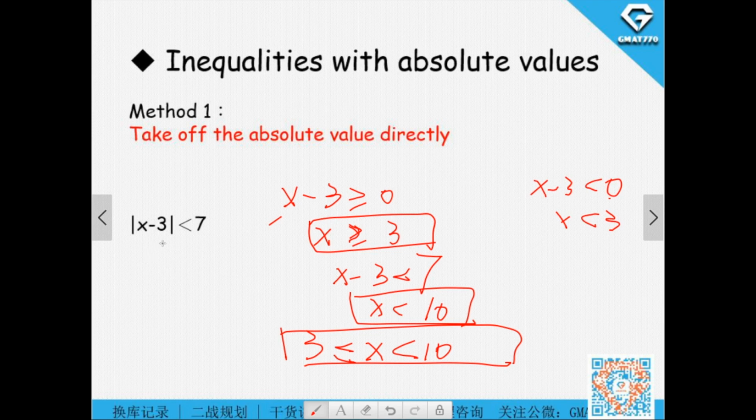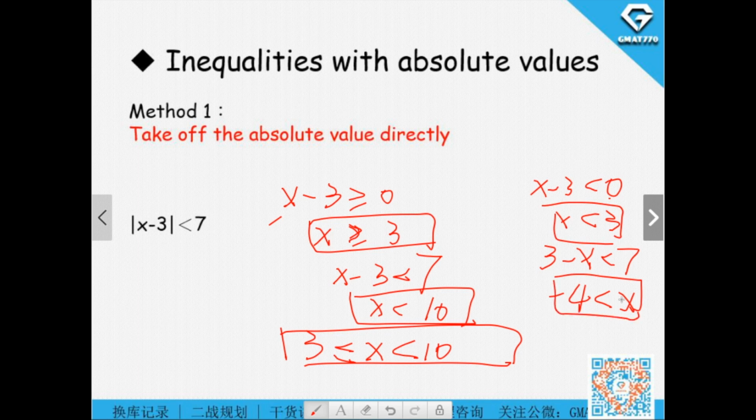So what's the range of value of x? If the part within the absolute value mark is negative, when you take off the absolute value mark, you have to change the signs here. So you will have 3 minus x is less than 7, and x is greater than negative 4. And then you combine these two ranges together to get the range of value of x when x is less than 3. So you will have x is greater than negative 4 and less than 3.